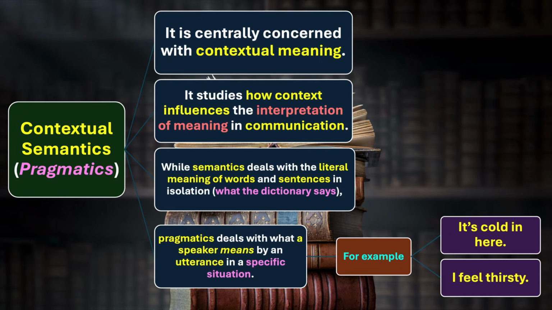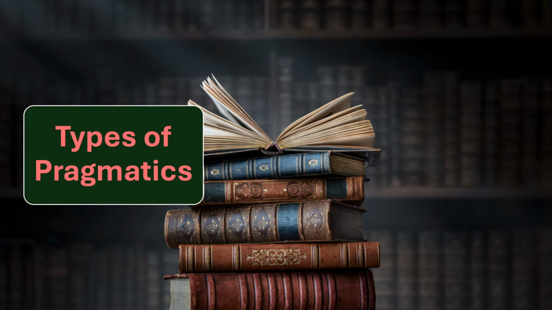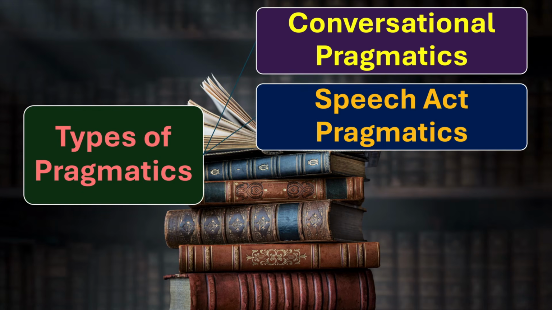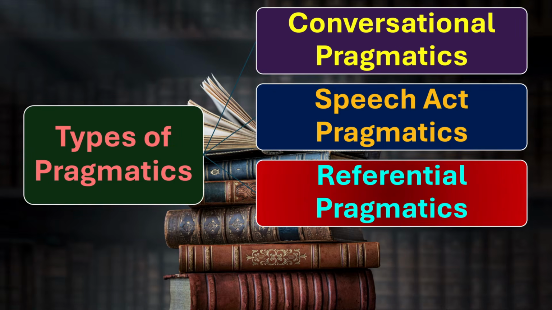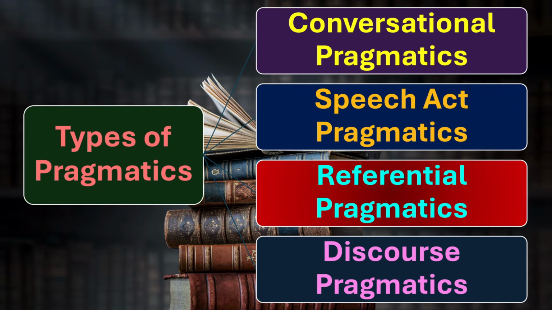So in this way you can speak many utterances in a context, in a situation, where you don't directly say the thing you want to say, but use an utterance which conveys to the listener what you really mean by that. We move on to the types of pragmatics, what we call contextual semantics. What are they? Conversational pragmatics, speech act pragmatics, referential pragmatics, and discourse pragmatics.